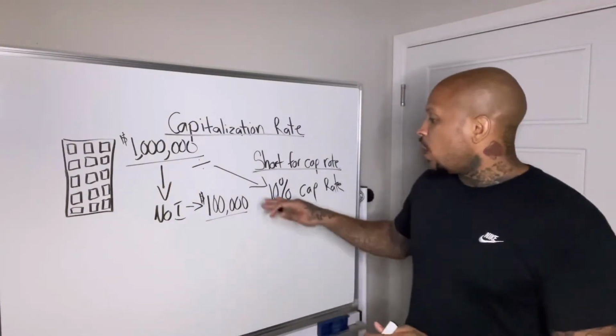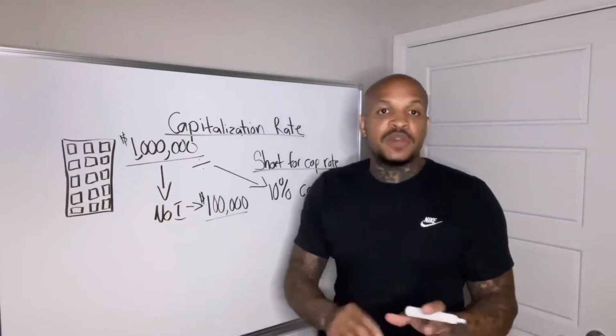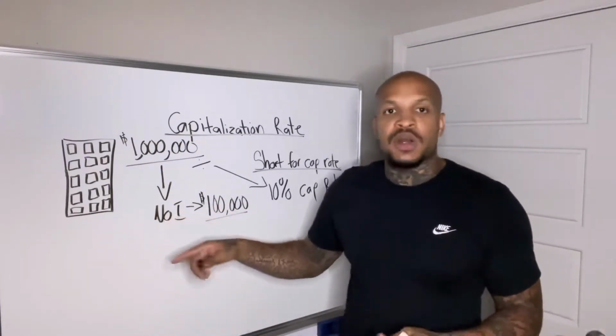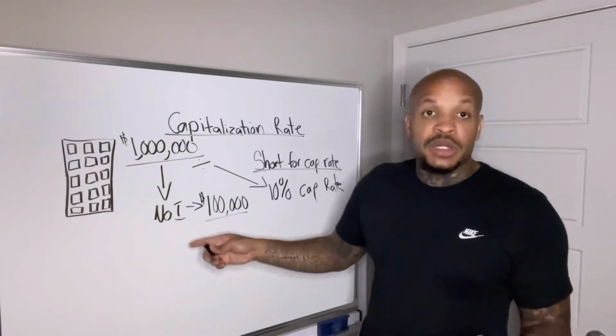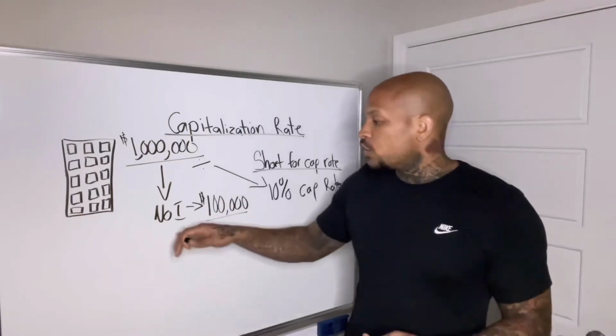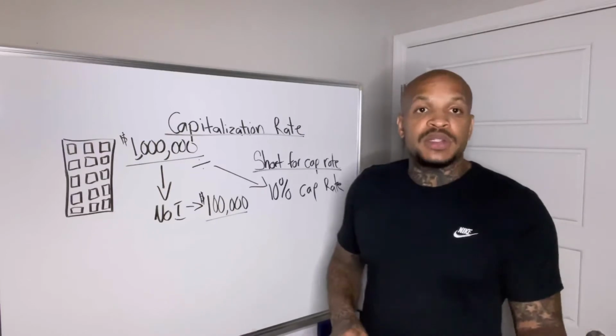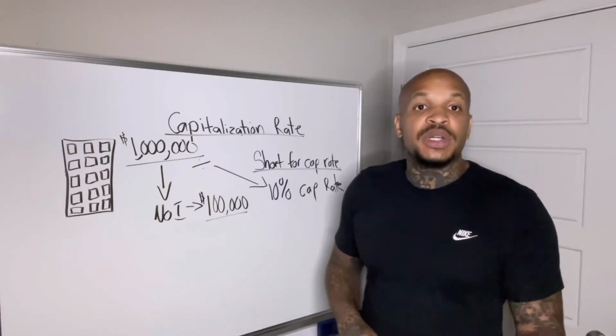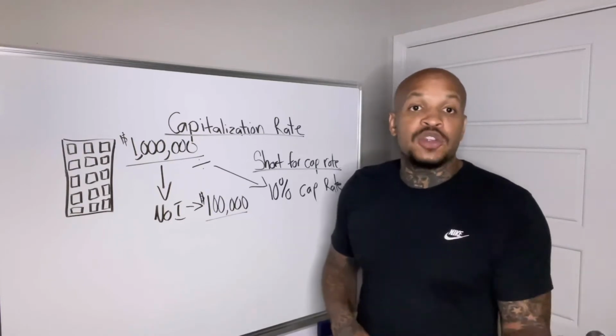So understand that if you're gonna pay cash for any property, if you're gonna pay cash for anything, understand what your NOI is, or what your net income is. If it's on a rental property, understand what that number is, and then you just divide that by whatever down payment or cash you put down.